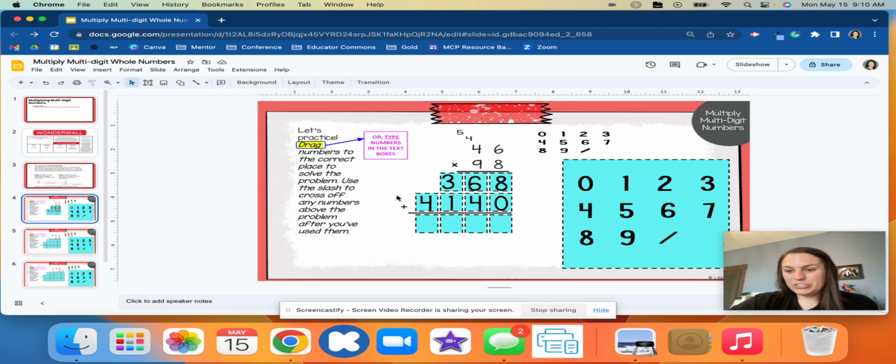Now we're ready to add both partial products together. So we're going to do 8 plus 0, and that is 8. 6 plus 4, and we get 10. And I can carry my little 1. 3 plus 1 is 4, plus 1 is 5. And then we have 4 plus nothing else, which is 4.